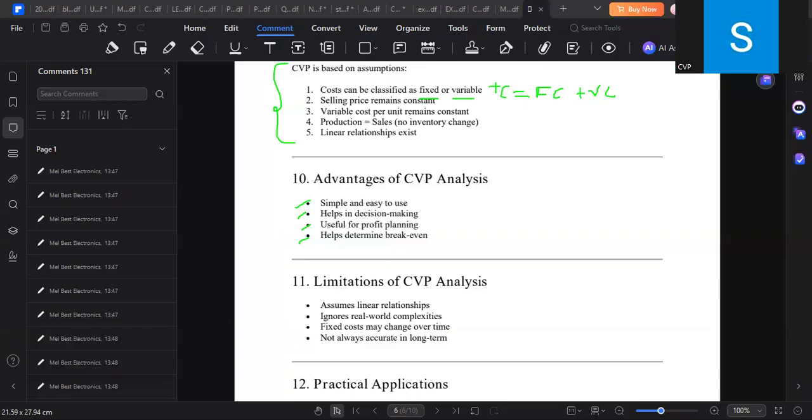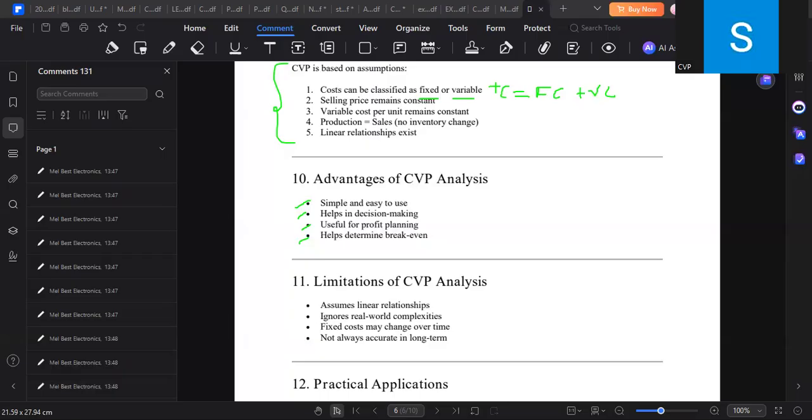It is also useful for profit planning. CVP is essential when you want to plan for future profits. So it will help you to set certain targets by answering questions: how many units must be sold for me to get this desired profit? What levels of sales do I need to cover costs and to earn a certain return? And it's also helpful when you want to determine a break-even point.